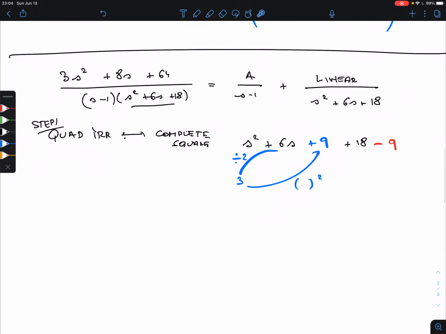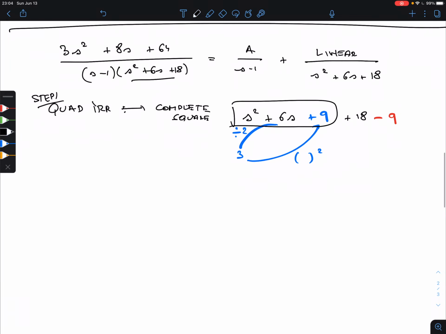So what does this now mean? Well, the first 3 terms now are a perfect square, s plus 3 squared, the 3 being this 3, and this one, of course, is just 9. Okay, so we have the form that we want. I'm going to be lazy and replace it. It's going to be s plus 3 squared plus 9. Now, do we have to do something with the 9? At the moment, not yet. That's not a concern now.